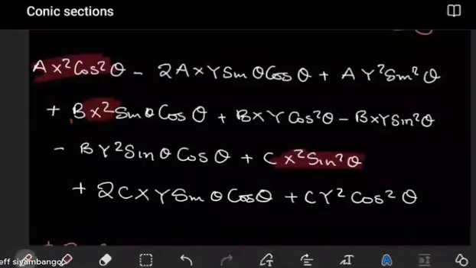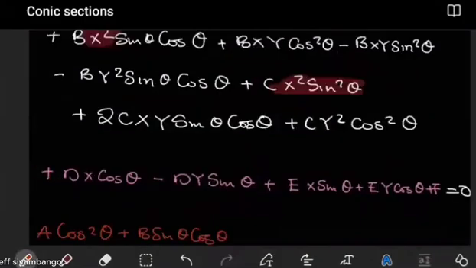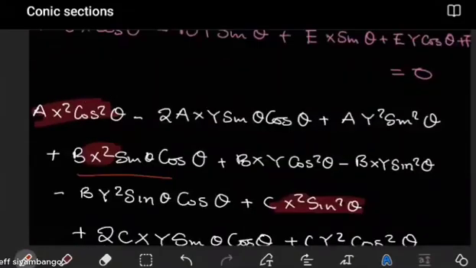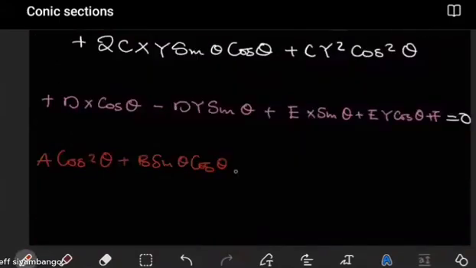Now come to this term. That term has b sine theta cos theta, and it's positive. And then next, so this is sorted out. Next, it's this. That's c sine squared theta. And the x squared comes outside. So this is what we have with the x squared.